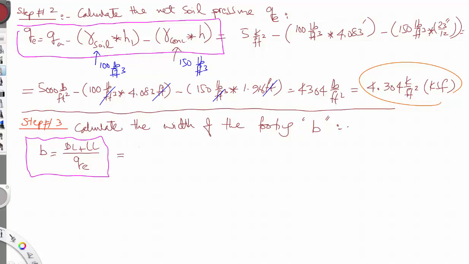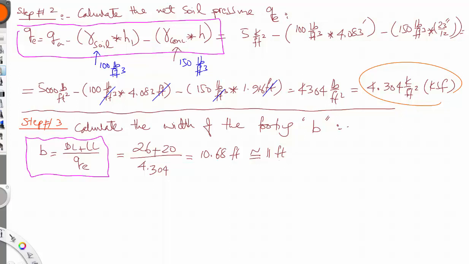So we have 26 plus 20 divided by 4.03, sorry, 4.304, so this is equal to 10.68 feet. I will round this up to 11 feet.